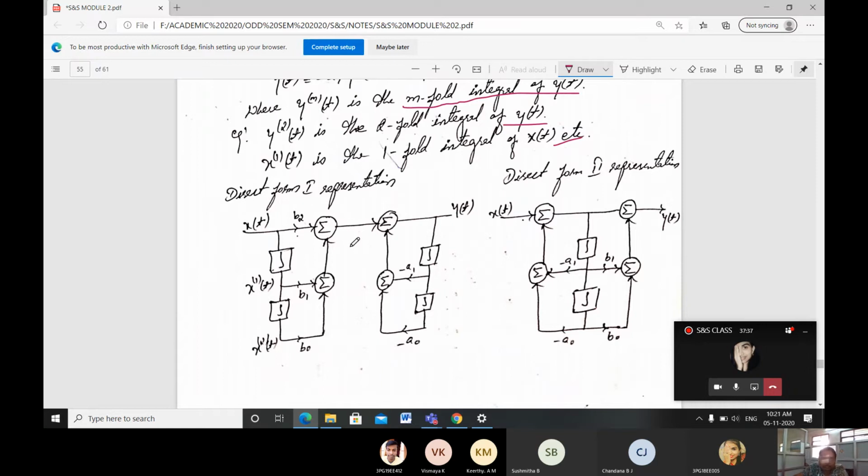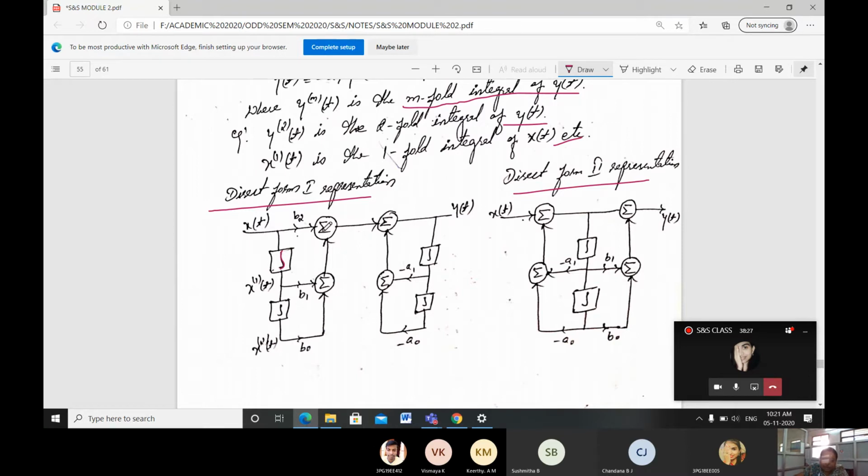The direct form 1 representation is going to be as follows. Here you have to remember this is very important, the direct form 1 and direct form 2 representations. For x of t with b2, instead of the delay symbol we are going to use the integration symbol for continuous time. After integration here it is going to be b1, and you have to represent how many times it's integrated: one time x1 of t, then x2 of t, two integrations, that is b2, b1, b0.